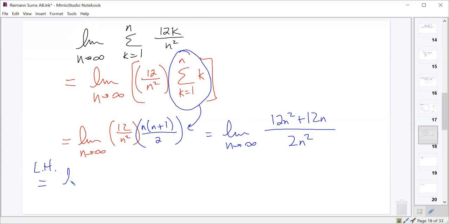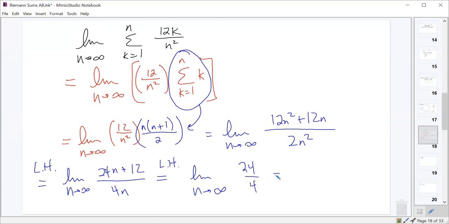But using L'Hopital's rule, this becomes a limit as n approaches infinity of 24n plus 12 over 4n, which is still infinity over infinity. And so we could use L'Hopital's rule again to get a limit as n approaches infinity of 24 over 4. And the limit of a constant is just a constant. And we get 6, which is what we thought that it should be from what we were doing earlier with the geometry. So we successfully evaluated this. Any questions on that?